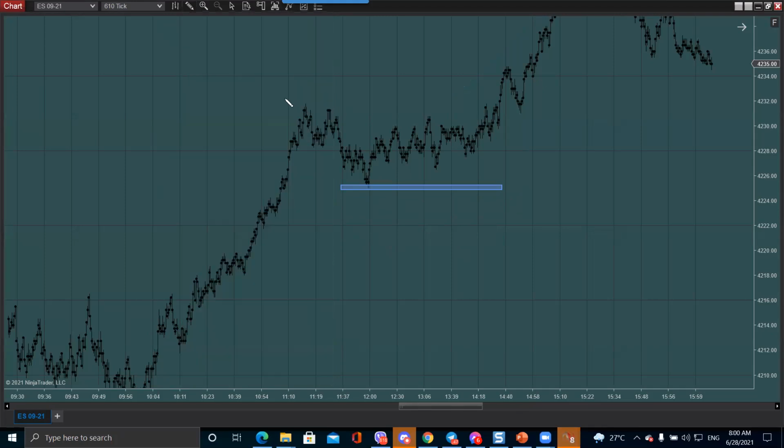Where's my rectangle? Right here. So there's a nice resistance area there as well, but you can extend it, right? And I'll show you why you extend it. Same thing with this.